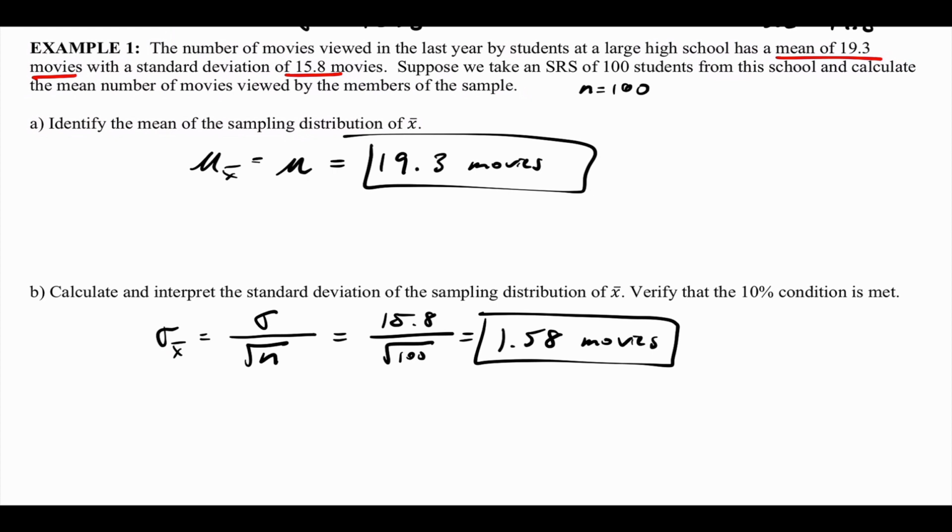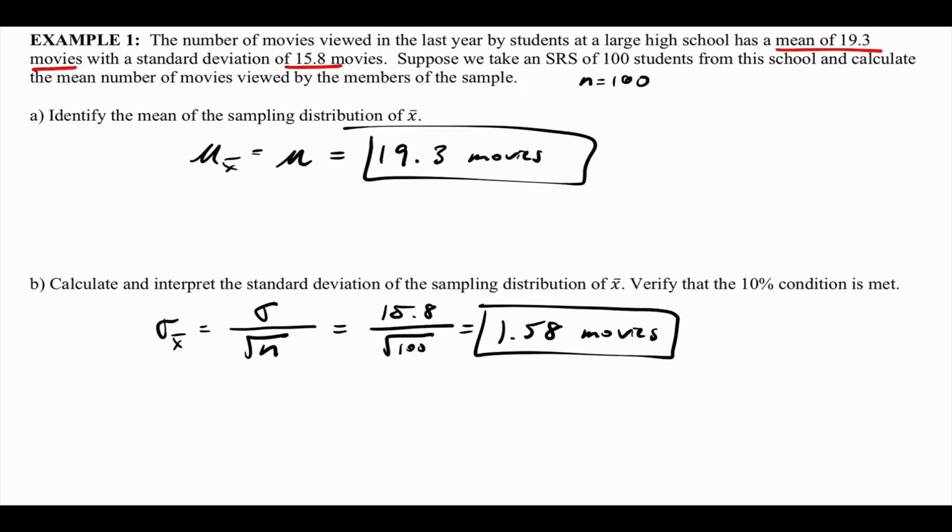So obviously, the bigger the sample, the smaller the standard deviation. If I had a sample of 1,000, it would go even smaller and smaller. The question they'll ask is, how can the standard deviation get smaller? What are ways we can make the standard deviation of the sample smaller? Make the sample size bigger. Make the sample size bigger.